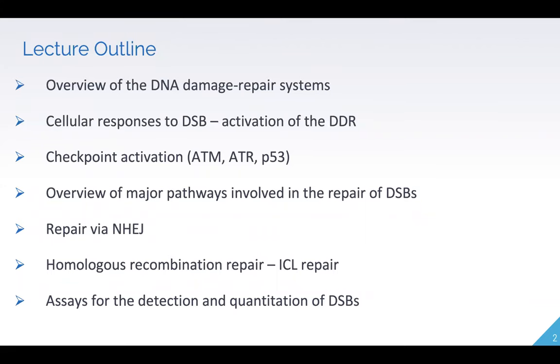We will then go over the major pathways that are dedicated to the repair of double-strand breaks in mammalian cells primarily. That's going to be the focus of our discussion. We will discuss two major pathways, non-homologous end joining repair, as well as homologous recombination repair, which is also involved in the repair of interstrand cross-links. And then at the very end, if we do have some time, we'll see how that goes, we will see how scientists in the field are able to detect and quantitate the repair of these lesions.